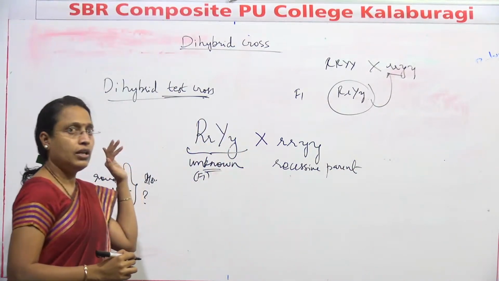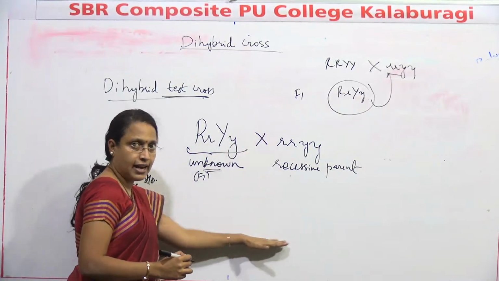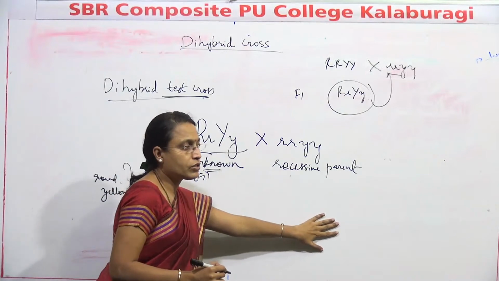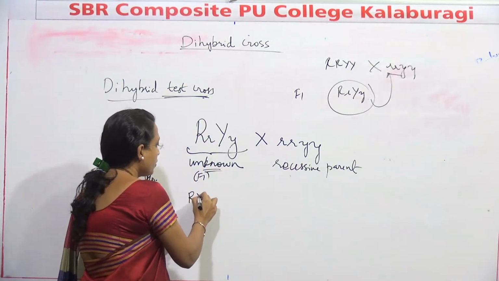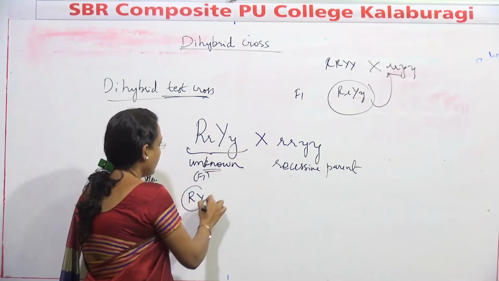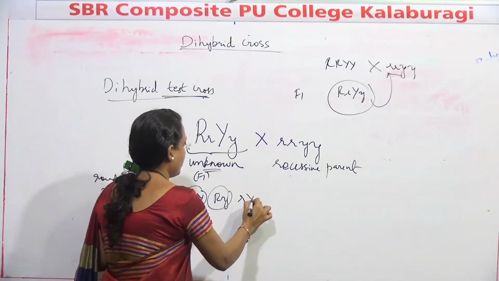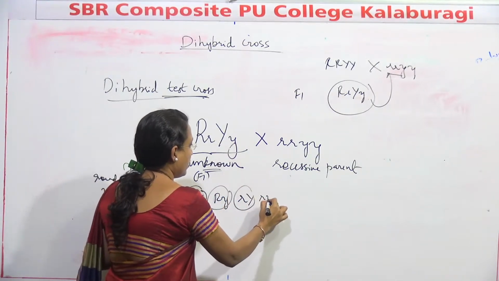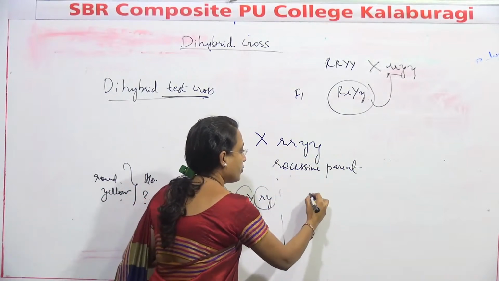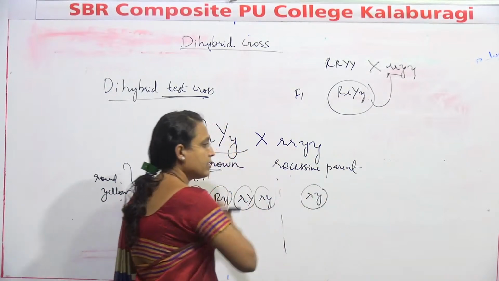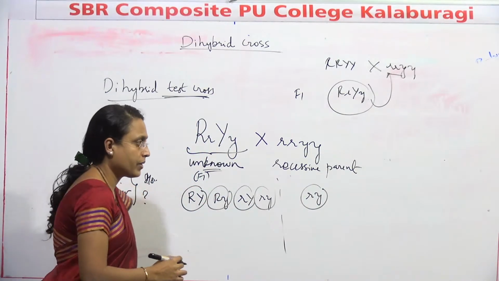Now again, as usual, the gametes of this, the product of this cross, is analyzed. What are the offsprings of this cross? So here the gametes produced by this unknown parent will of course be of 4 kinds. And by this parent only one gamete is formed. Only one gamete is formed. Now fusion of gametes results in offsprings.